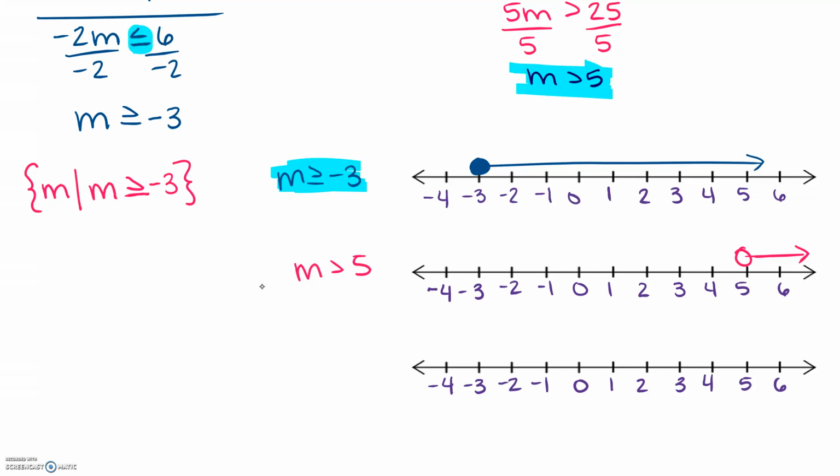Therefore, when we write our solution set, we just have m is greater than or equal to -3 as our solution. So we have our closed circle at -3 and including all numbers greater than -3.